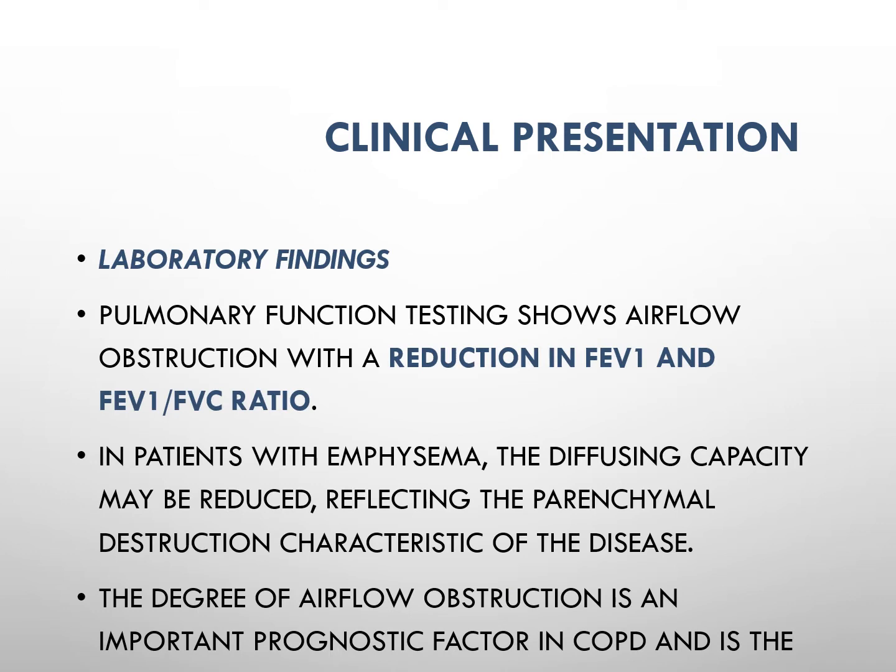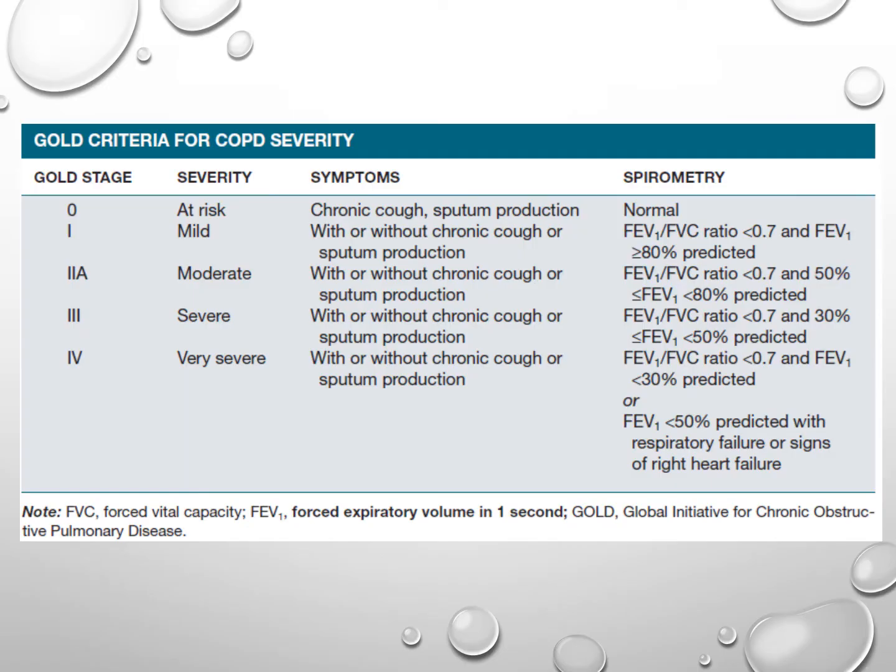Pulmonary function testing shows airflow obstruction with a reduction in FEV1 and FEV1/FVC ratio. In patients with emphysema, the diffusing capacity may be reduced, reflecting the parenchymal destruction characteristic of the disease. You see here GOLD criteria for COPD severity from stage 0 to 4. Stage 0 is at risk, 1 is mild, 2 moderate, 3 severe, and 4 very severe.